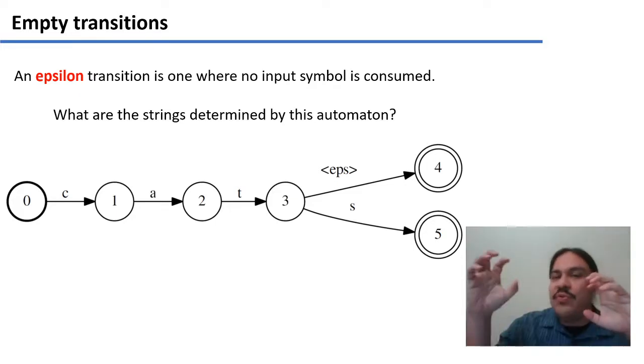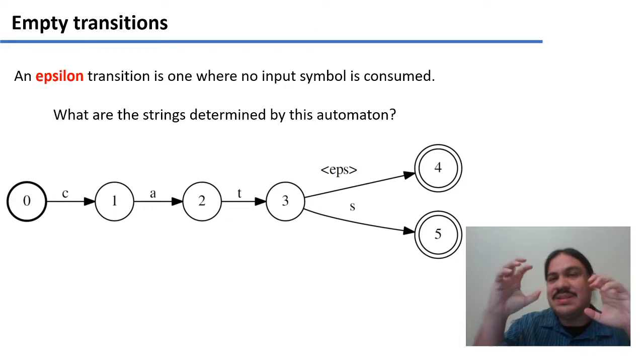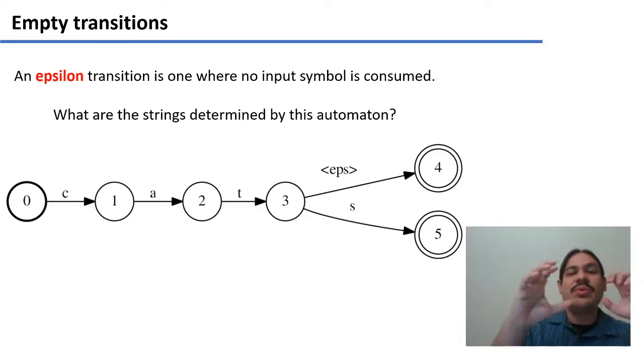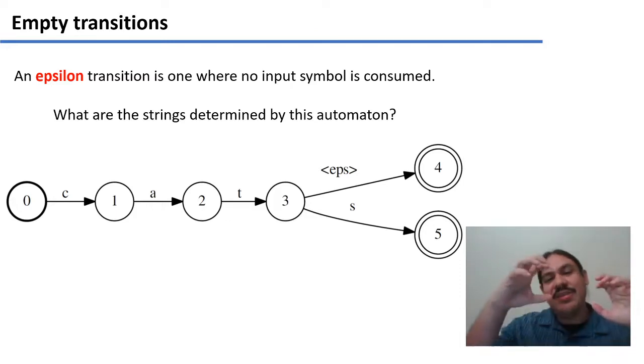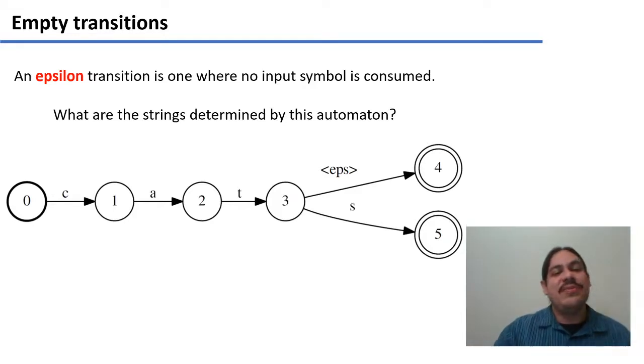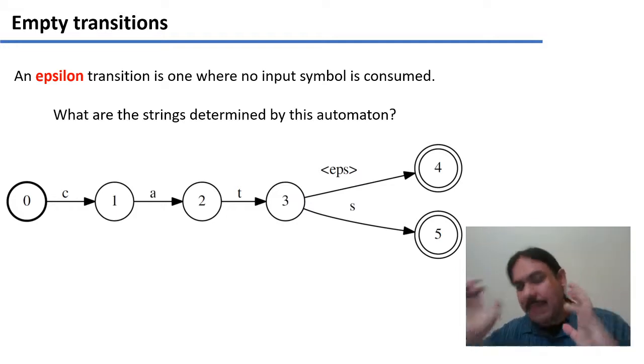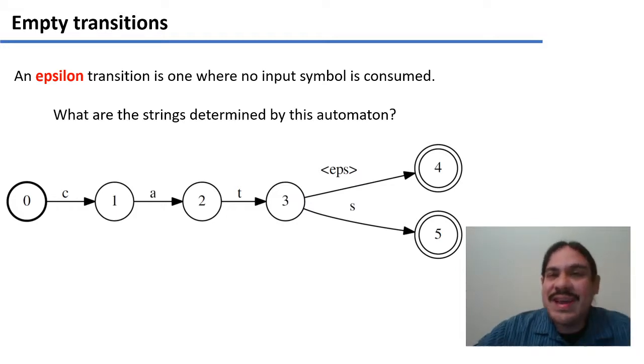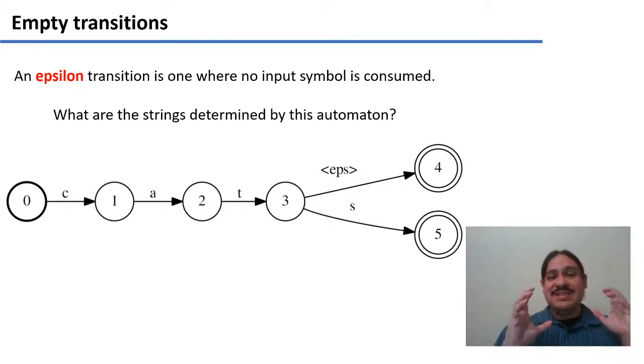When you go from 3 to 4, you have an epsilon, which means 0 or nothing. So when you get to 4, you have C, A, T, nothing. And by the end of 4, you have cat. If you go from 1, 2, 3, and then from 3 to 5, you get the S. So, cats. So the string that's generated in the end state 4 is cat. The string that's generated in the end state 5 is cats. So this finite state machine is a grammar that describes two words, cat and cats.